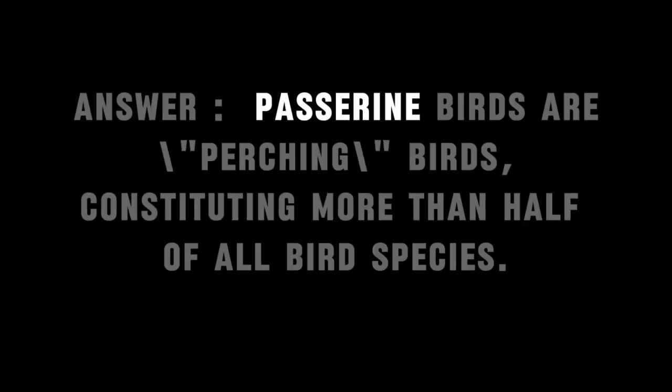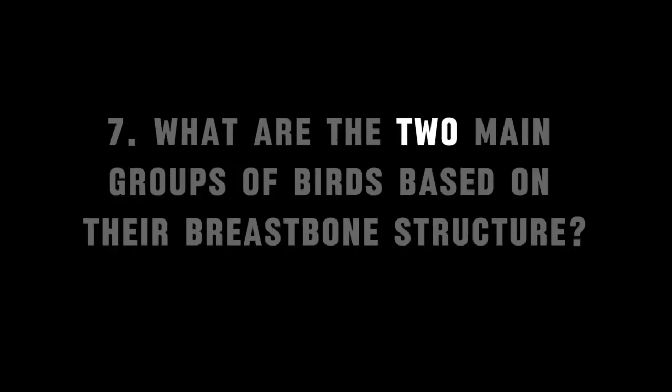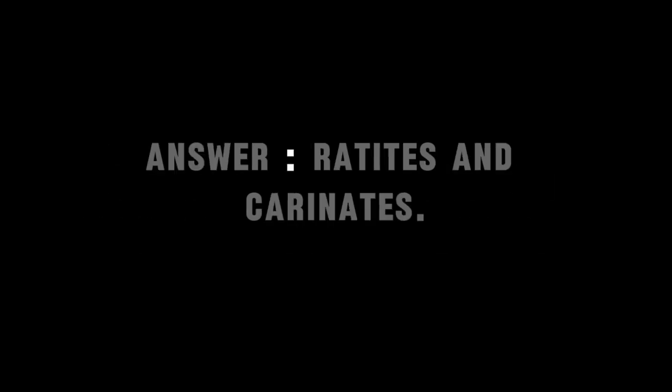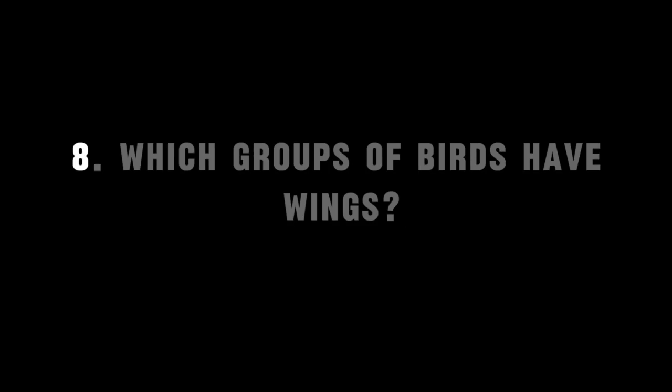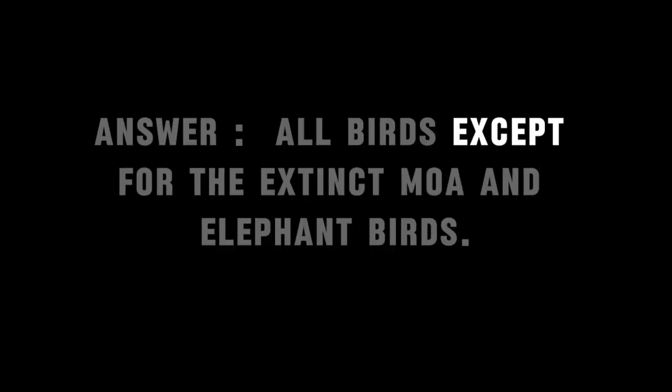6. What are passerine birds? Answer: passerine birds are perching birds, constituting more than half of all bird species. 7. What are the two main groups of birds based on their breastbone structure? Answer: ratites and carinates. 8. Which groups of birds have wings? Answer: all birds except for the extinct moa and elephant birds.